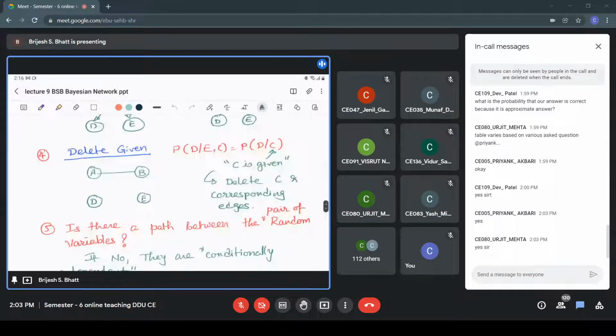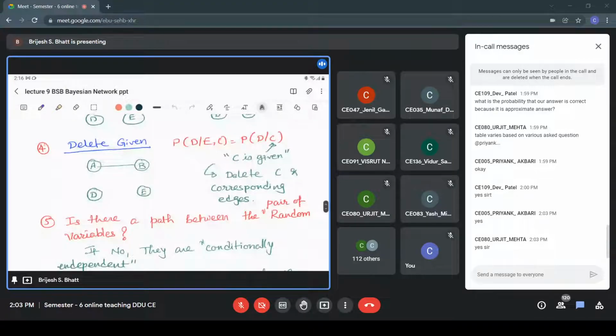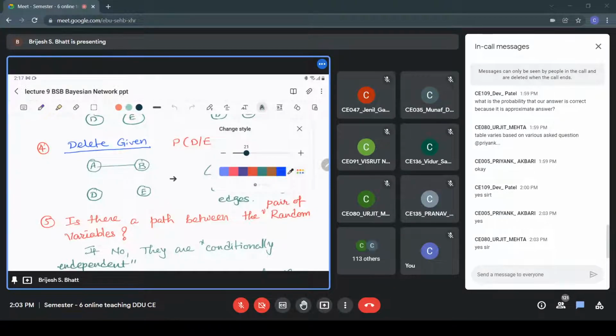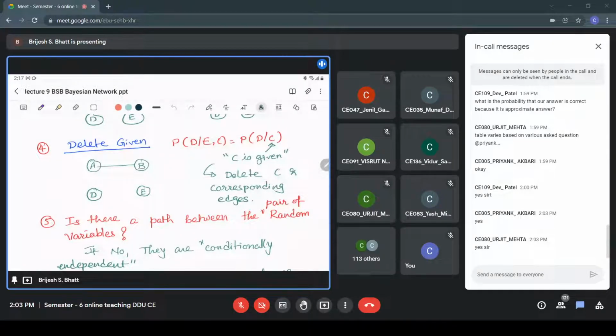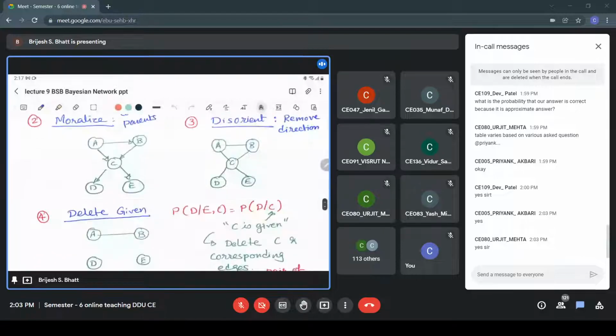So through an algorithm also in a Bayesian network, you can decide conditional independence. Of course, so far we have done it through visual inspection and through some probability intuition. But while you are writing programs, you might need some procedure. And this is the procedure, a 5-step procedure. I will repeat the procedure once again.